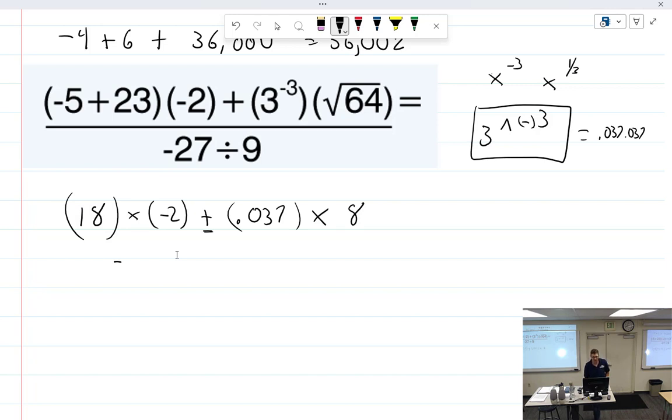-36. Oops, we forgot something. Hang on. There's a whole other part of this. What's the bottom part here? -27 divided by 9. -3. Now we'll do the top part.